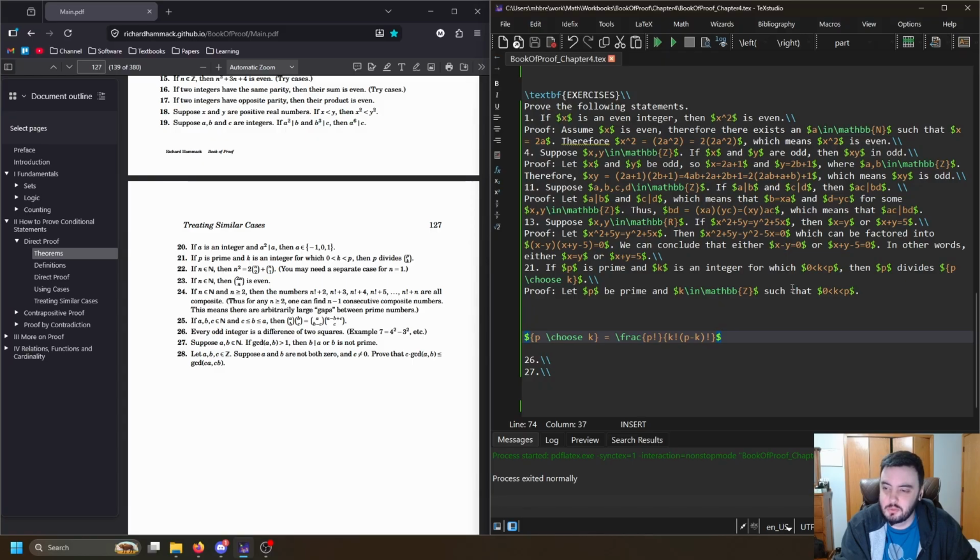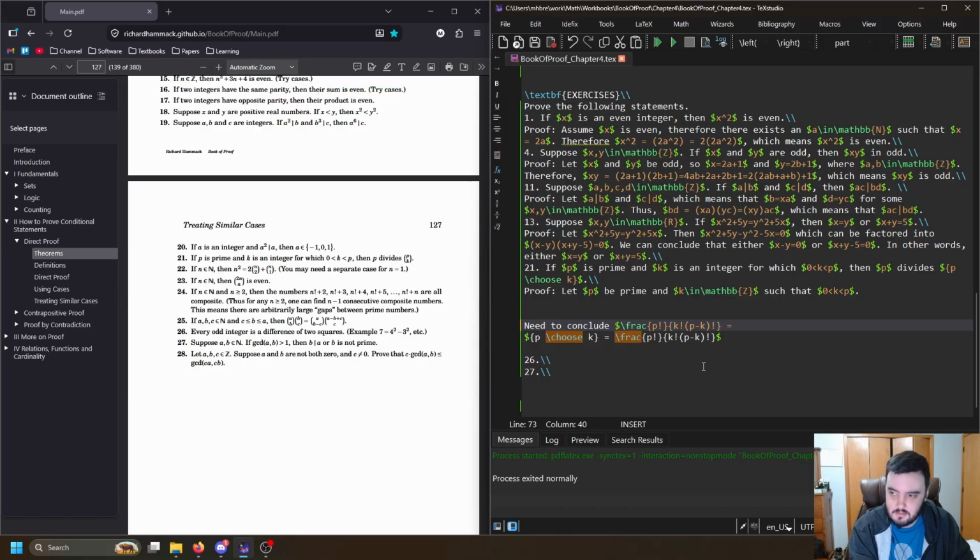And we want to conclude that P divides that thing? So we need to conclude that this thing is equal to P times an integer.